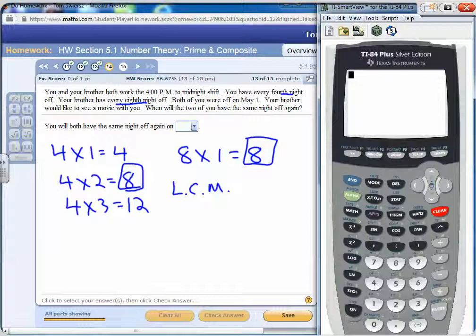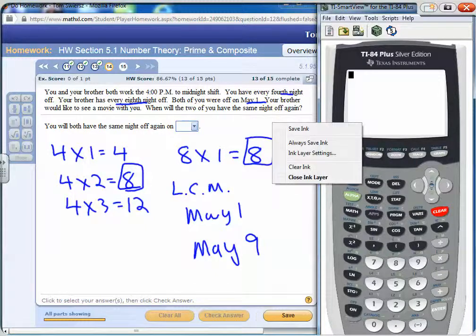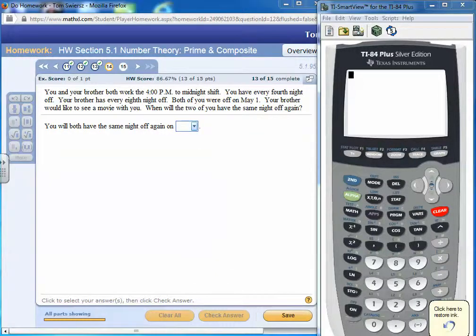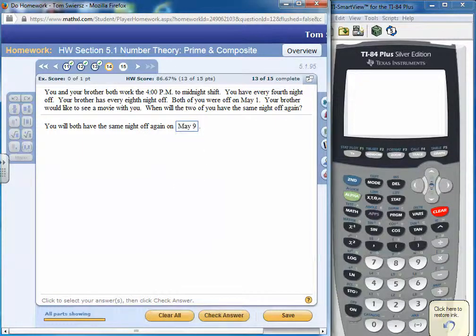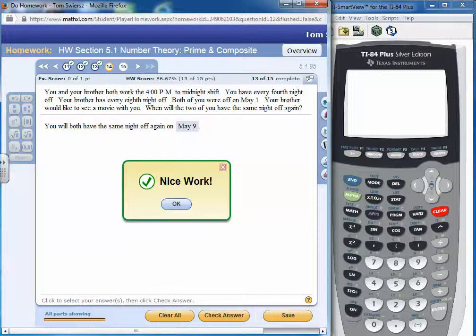Now notice, it's 8 days after you were both off on May 1st. So 8 days after May 1st would bring us to May 9th, right? That would be the correct answer. Again, we're just finding the least common multiple. May 9th, which indeed is the correct answer.